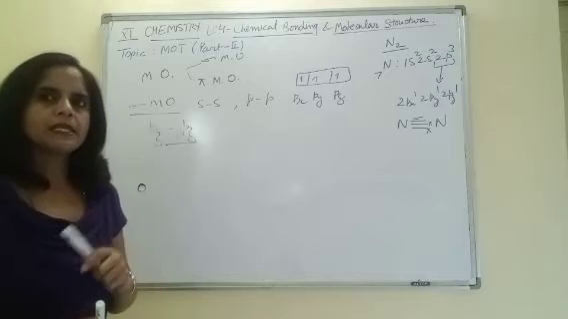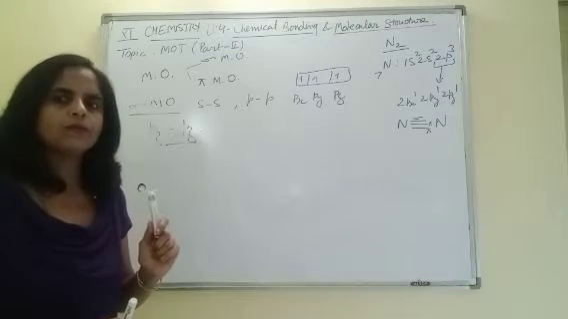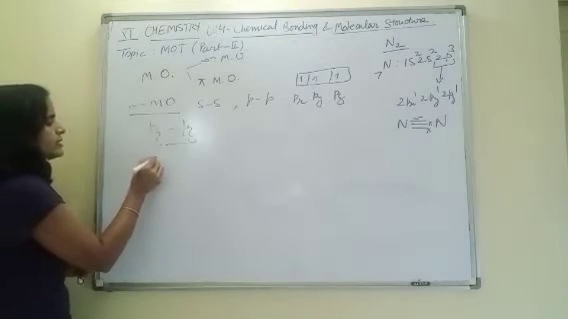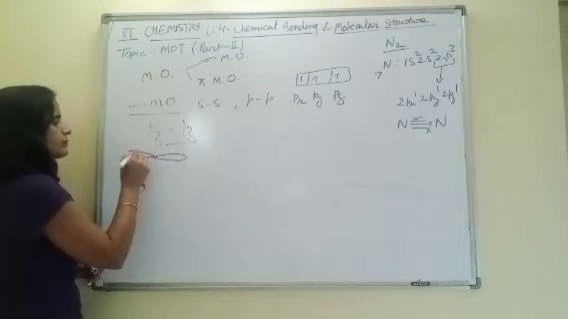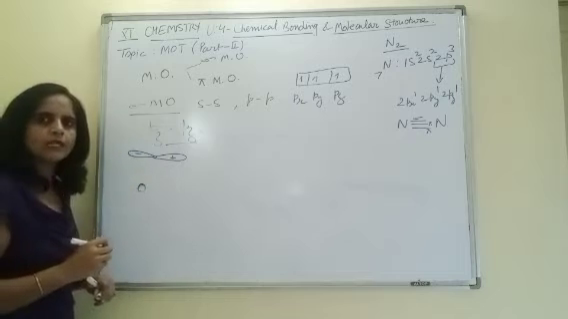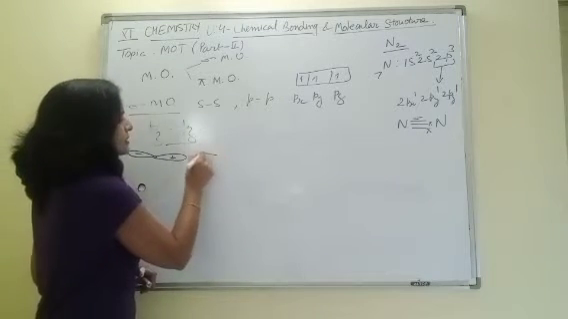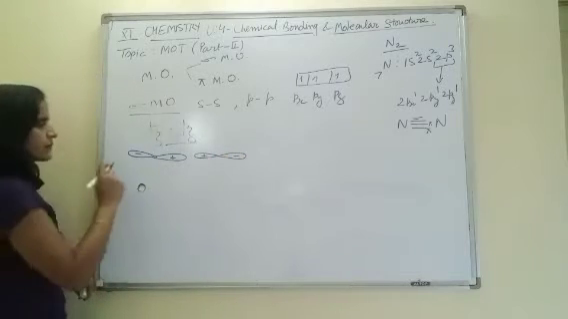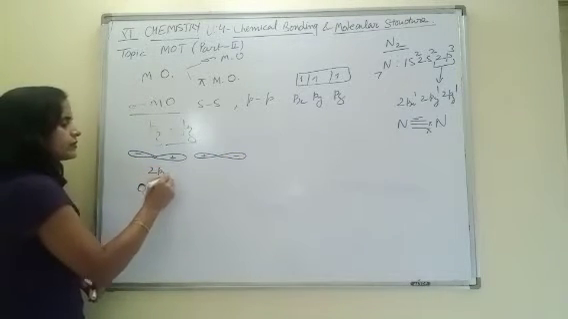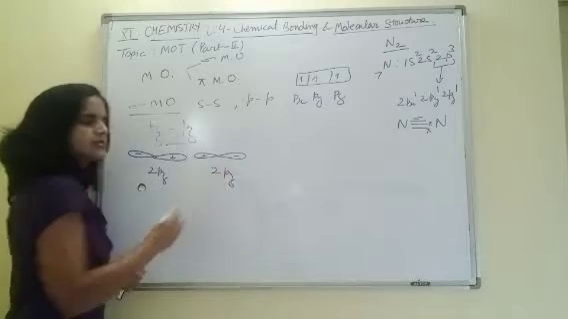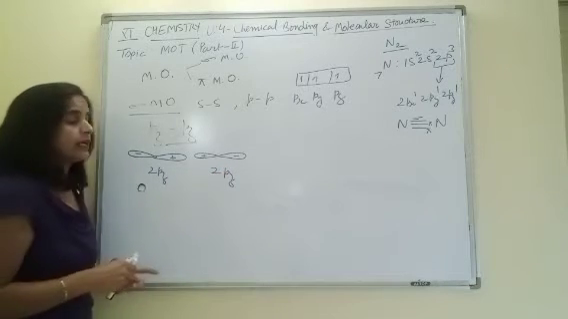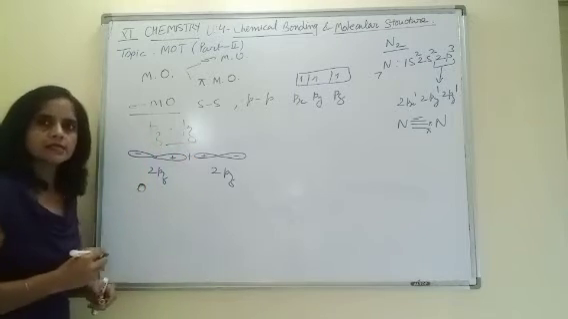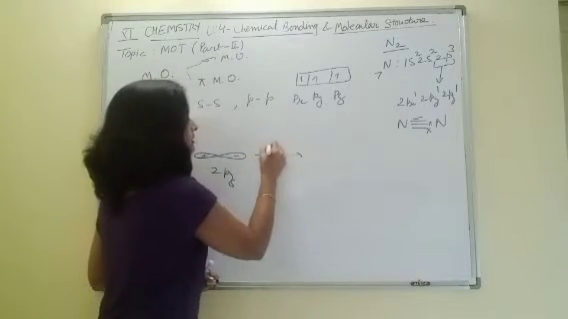So pz, as it is forming a sigma bond, means we take this on the internuclear axis, and the shape of a p orbital is a dumbbell-shaped orbital, right? This is the first p orbital on the internuclear axis. Now this is the second one on the internuclear axis. This is 2pz, 2pz. For sigma bonding, it would be constructive interference.